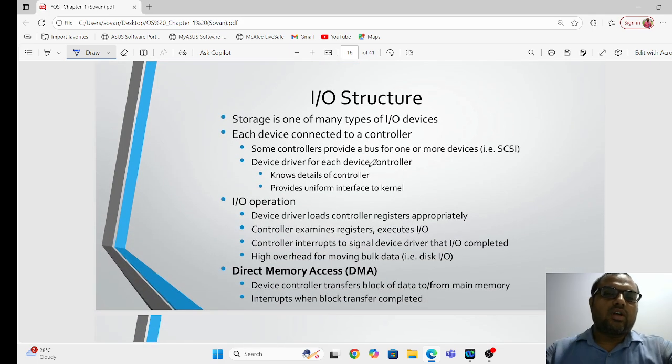Now we move to your IO structure questions. So, input output structure. Storage is not the only type of your IO devices, and each device is connected via a controller. I already told you that it is via the controller. The CPU is connected via the bus, and each bus is connected to the devices.